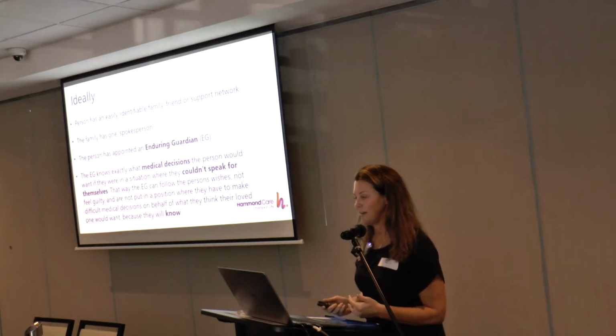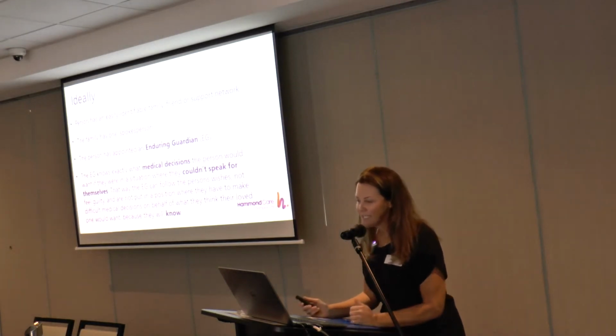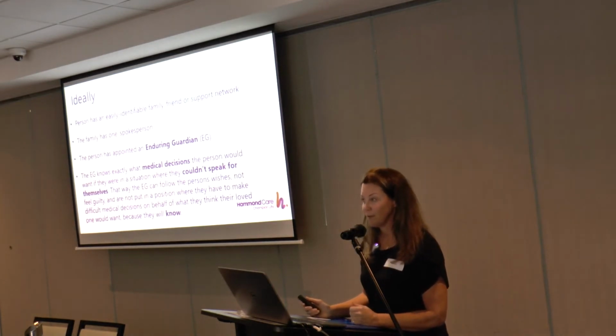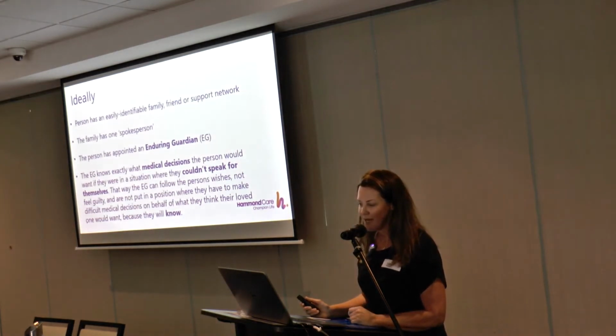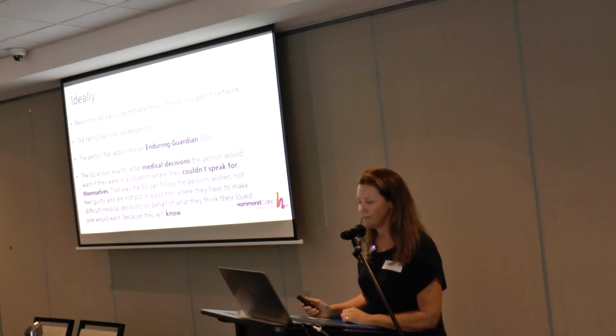Most people working as a health professional know that this doesn't happen very often. But ideally, a person has an easily identifiable family, friend or support network. Okay, the family has one spokesperson. The person has an appointed enduring guardian who knows exactly what their wishes are.